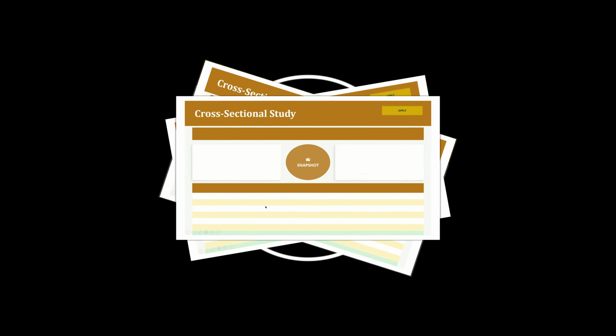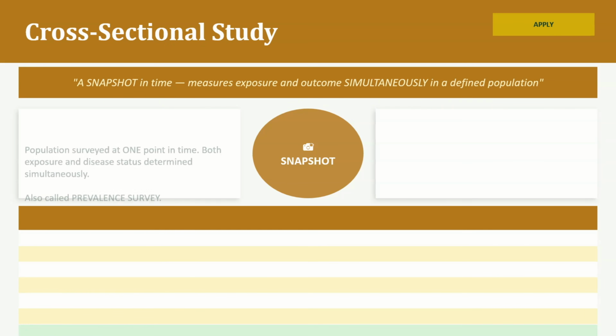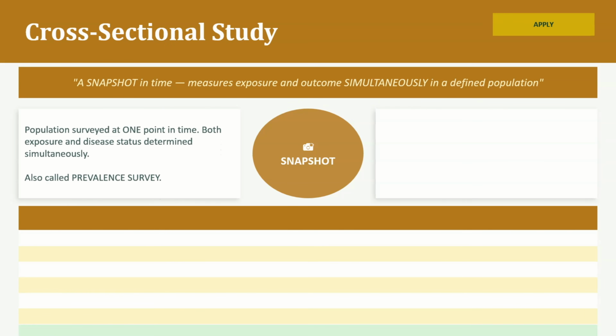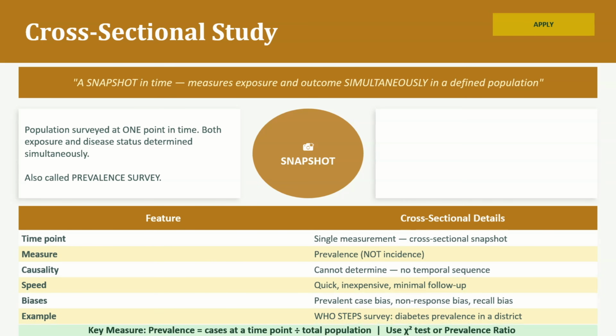Next, the cross-sectional study, the snapshot. You measure exposure and the disease at the same time in a defined population. No follow-up, no looking back, just a single point in time. Think of a national health survey. You go door to door, check blood pressure, and ask about diet on the same day.